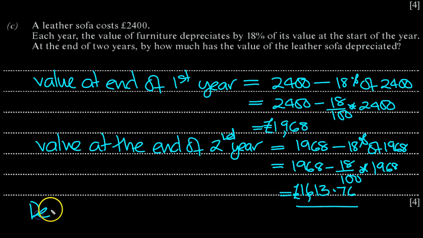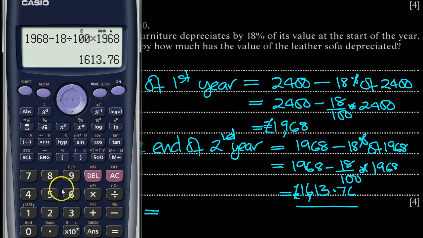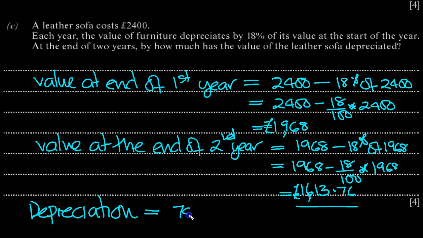So depreciated is equal to, okay, so let's have a look at that then. So it started with 2,400 and it came down to 1613.76, so take that away, equals, so it's depreciated by £786.24.